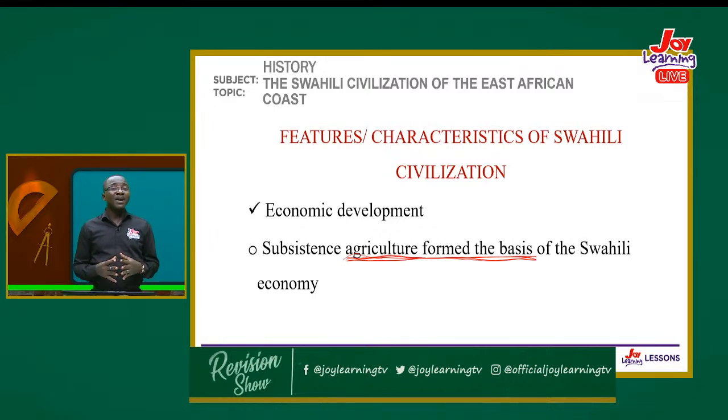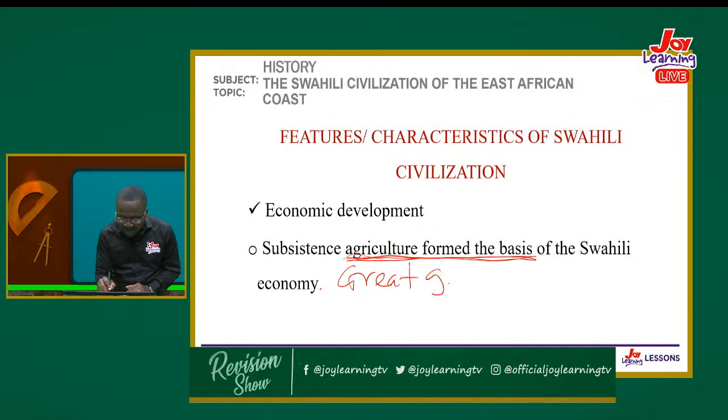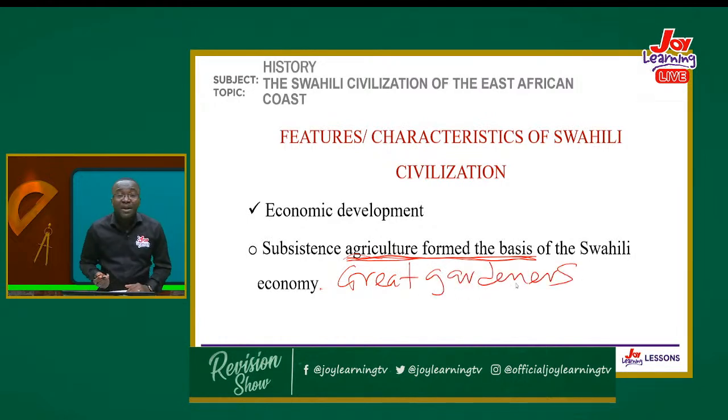Now, some Arabic travelers and scholars have said that the people of the East African coast, all the Swahili people, are great gardeners rather than farmers. So they believe that they developed various gardens. They grew just to feed the domestic needs of their people. So we refer to them as great gardeners, because they did not do agriculture on a commercial basis. They did it on subsistence level, just to feed their domestic needs.